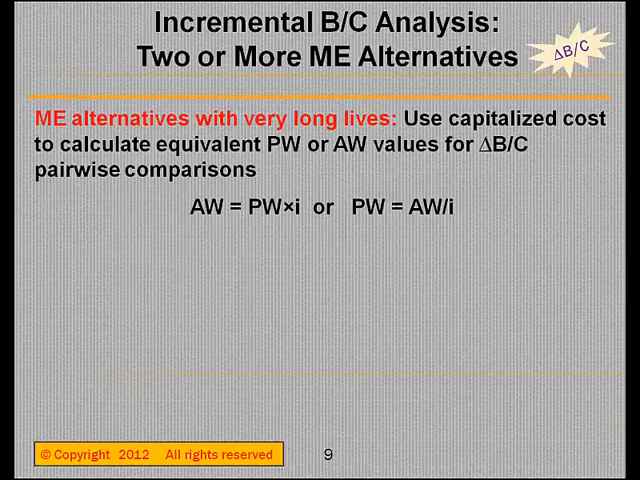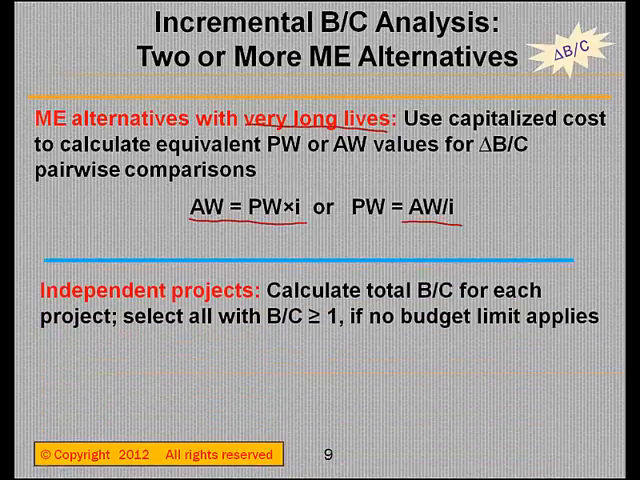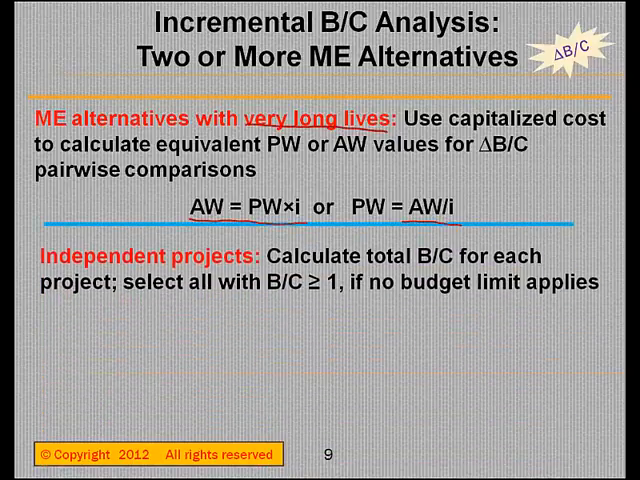A couple of final remarks about the incremental BC method are in order. When the mutually exclusive alternatives have very long lives, the capitalized cost relation is used to find the AW or PW equivalents for B, C, and D. This relation is the same derived in your text and in an earlier presentation. It is AW equals present worth times i for the AW amount, or solving for present worth, it is AW divided by i. Independent projects do not require incremental BC evaluation. Therefore, when the total BC ratio of each project is greater than 1, the project is selected. This assumes no budget restrictions are present.